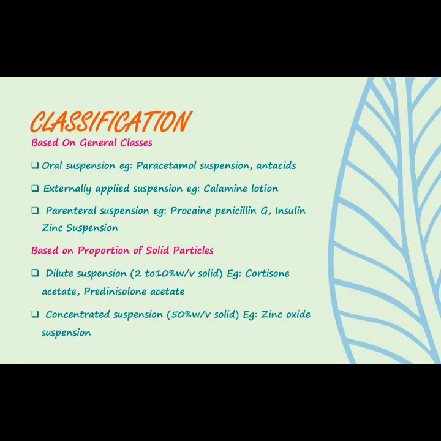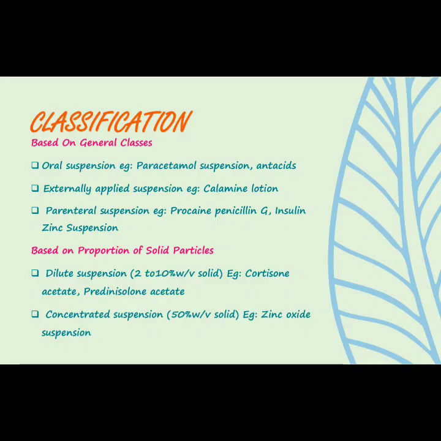Coming to the classification. Suspensions are classified into four types based on the general classes, proportion of solid particles, electrokinetic nature of solid particles, and size of solid particles. Based on general classes, suspensions are classified into three types: oral suspension, example paracetamol suspension, antacids; externally applied suspension, example calamine lotion; parenteral suspension, example procaine penicillin G, insulin zinc suspension.